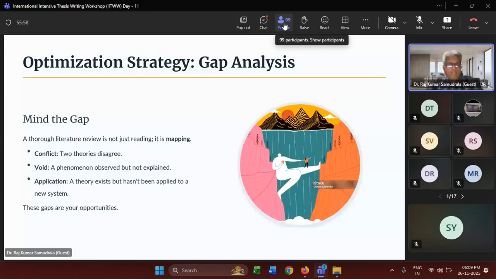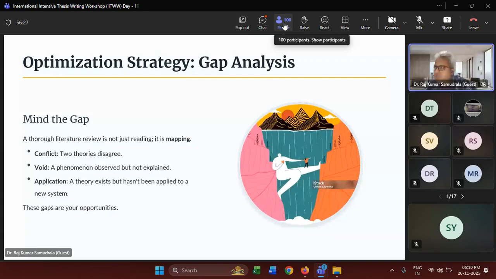And void: a phenomenon observed but not explained. Some people will explain some of the concepts, but they may not explain the complete phenomenon. If the phenomenon is not explained completely, there will be some gap, some void. For that, we have to take such a problem and work on it.